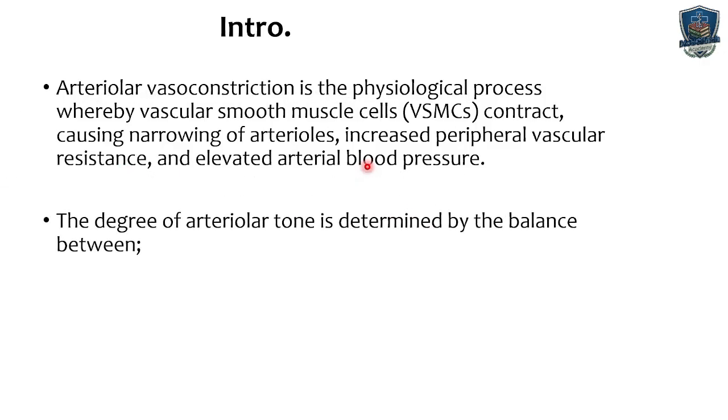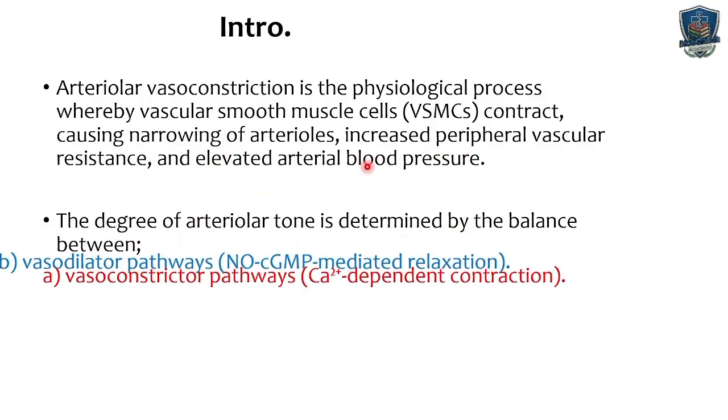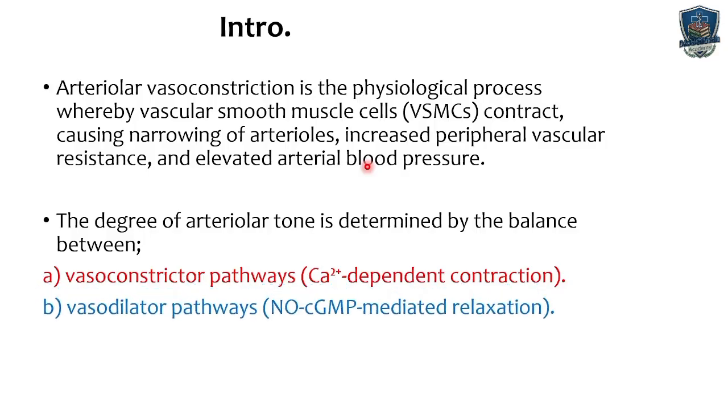Now, the degree of arterial tone is determined by a balance. Everything happens through two pathways, and I'm going to mention the two pathways now. Both the arterial tone and the venular tone, whichever way, all the vascular tone happens through a balance under two mechanisms. So this is how these two work. One pathway leads to constriction, or vasoconstriction, and this pathway is always calcium dependent. The vasoconstriction pathway depends on calcium.